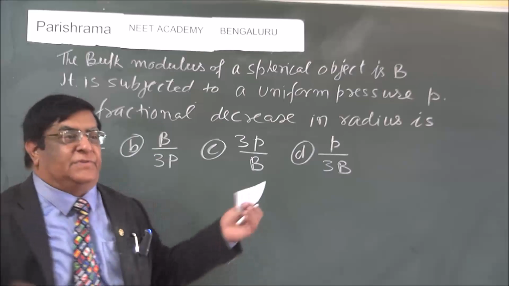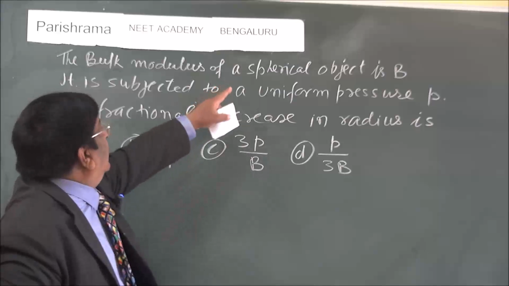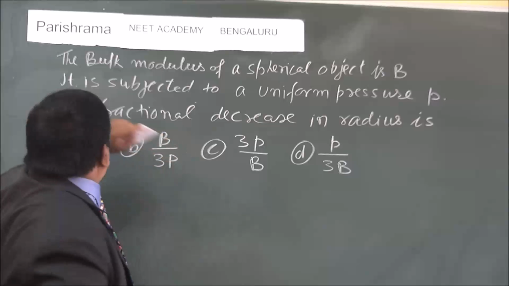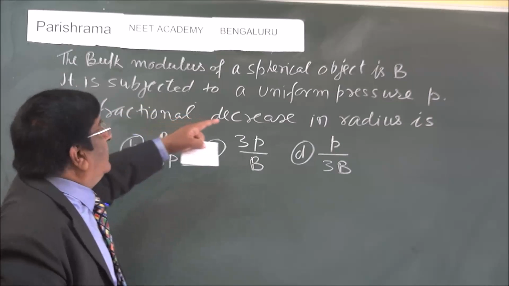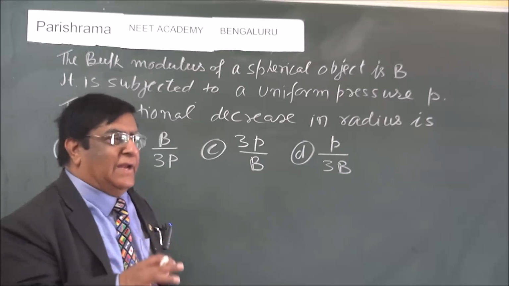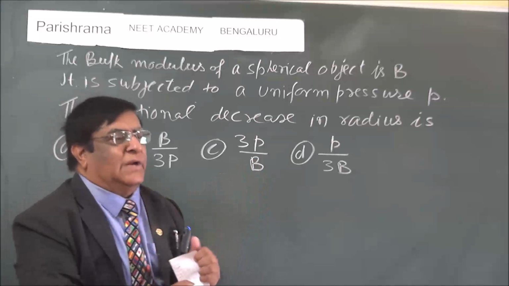We start the exercise with this question. There is a spherical object and it has a bulk modulus of elasticity B. It is subjected to a uniform pressure P. Like we dip it in the water, or by any means the pressure is applied from all the sides, so its volume will become less.